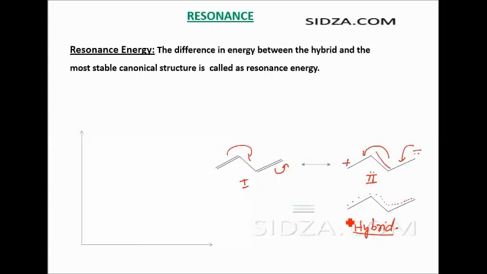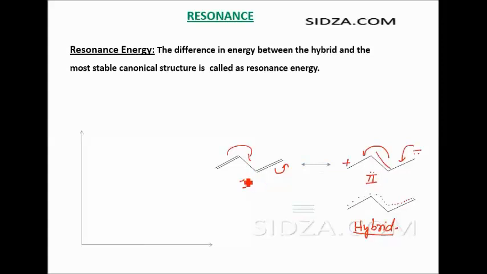Resonance energy actually represents the energy loss which occurs due to the delocalization of pi electrons. When pi electrons delocalize, the molecule releases energy, and that energy is called the resonance energy. And the resonance energy is actually the energy difference between the hybrid structure and the most stable canonical structure. Out of the 2 canonical structures here, the first one is the most stable, right? The second one is not. It has a little bit higher energy than the first one, right?